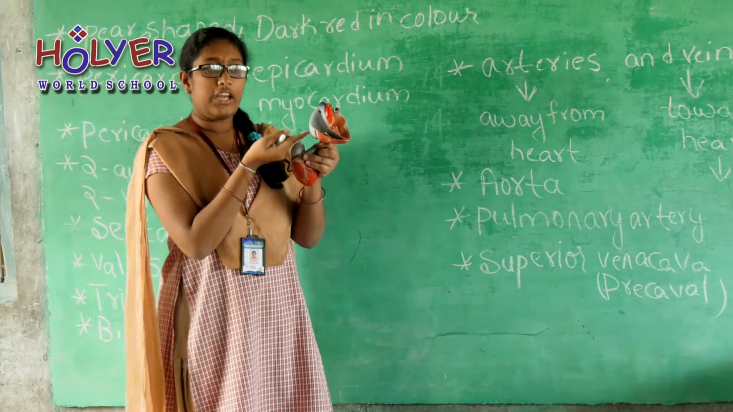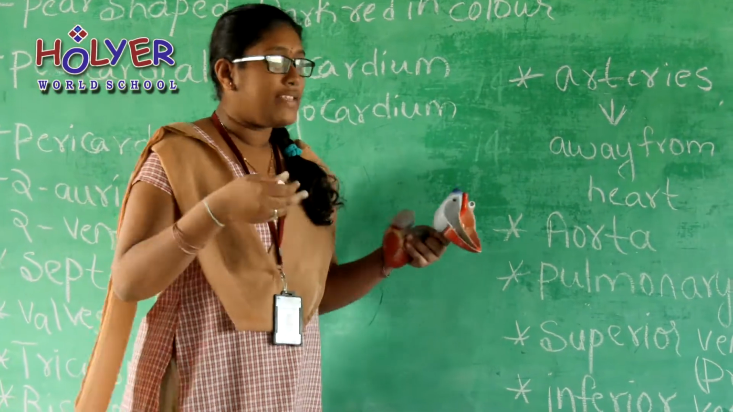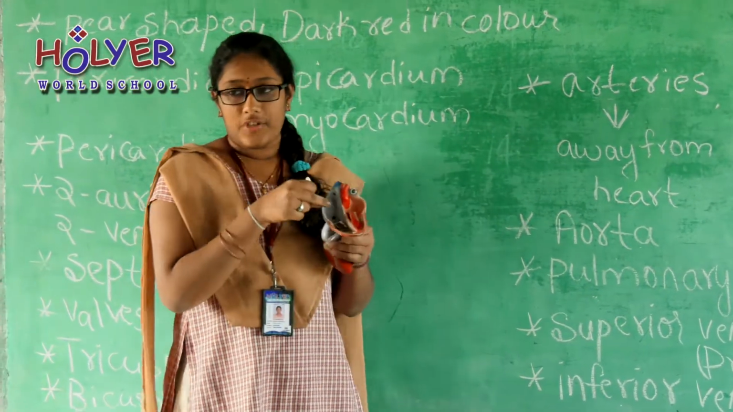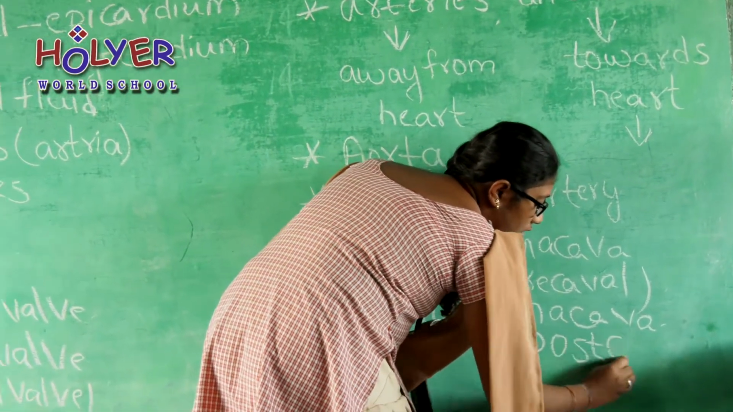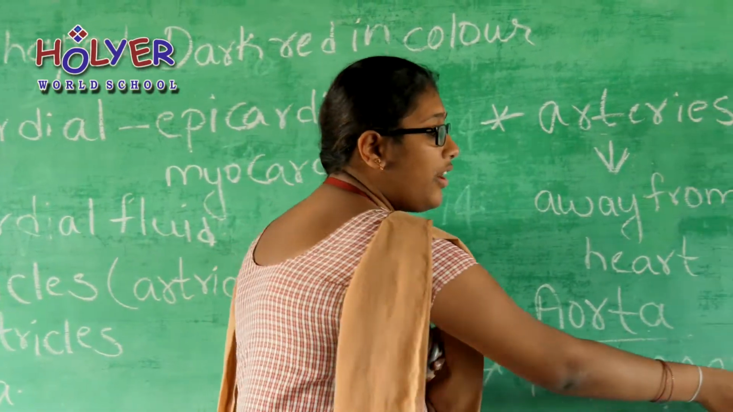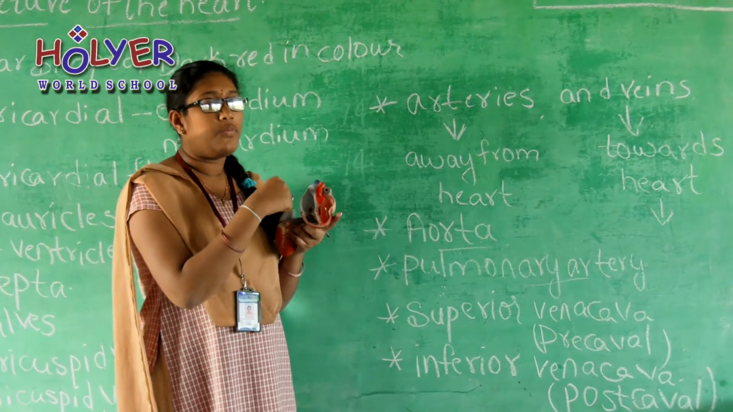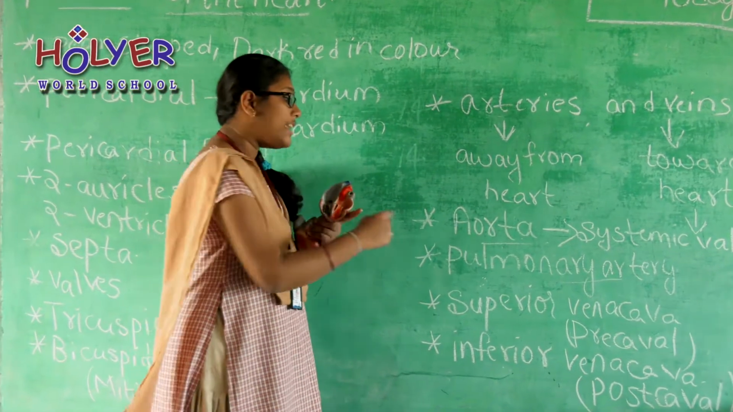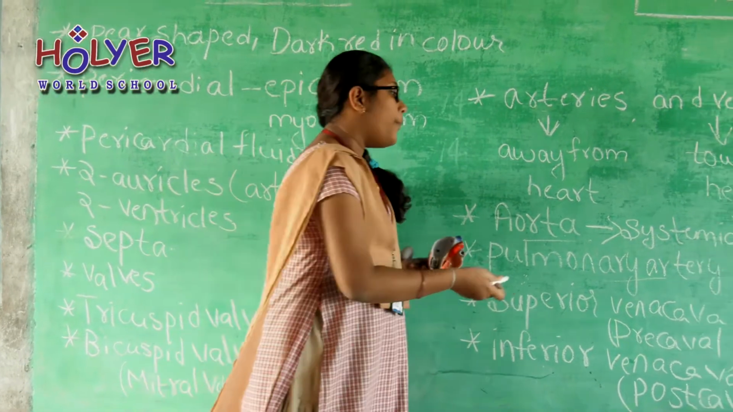The next one is the inferior vena cava. It collects deoxygenated blood from the posterior side of the body, such as the hands and legs. Both of these carry blood into the right auricle. The inferior vena cava is also called the postcaval vein. The pulmonary artery originates from the right ventricle, and the aorta from the left ventricle. The valves present between the systemic aorta and the left ventricle are called systemic valves, and the valves between the pulmonary artery and the right ventricle are called pulmonary valves.